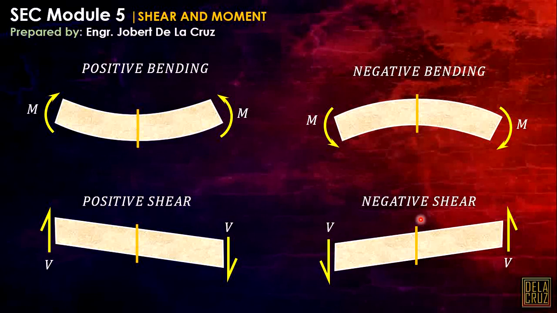Okay, so commonly in the shear diagram, of course, we will be looking at the left section. So the positive for moment is clockwise. Then for shear, the positive is upward. Okay, we always look at the left section when drawing the shear and moment diagram.